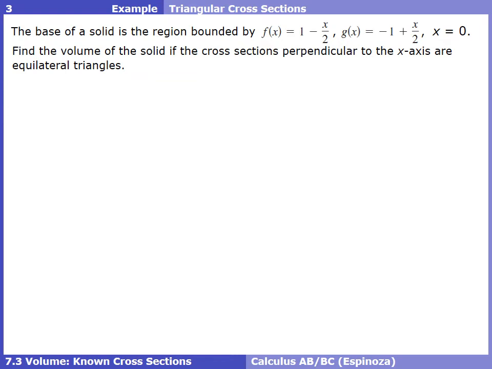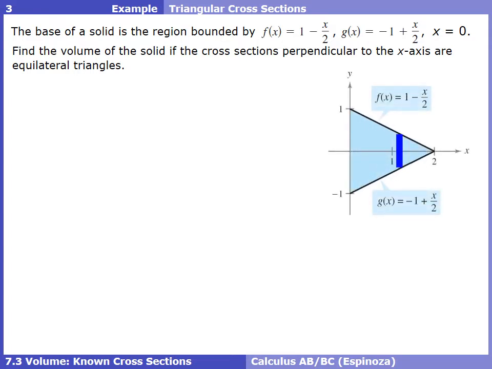Okay, again, we have another example of a known cross-sections kind of problem. Again, the key to these problems, I think, is getting a good-looking picture to see what's going on here. Our function 1 minus x over 2 is the top function. Our bottom function here is -1 plus x over 2, and you can see right away that we're slicing perpendicular to the x-axis, and because of that, we're going to have vertical slices. And these slices are going to be made out of equilateral triangles.